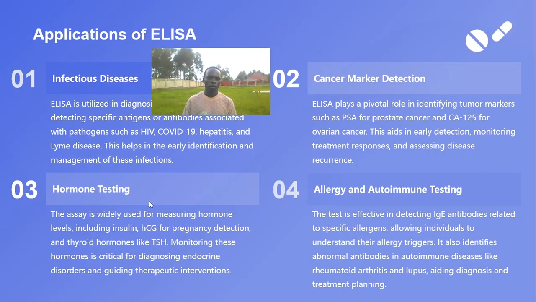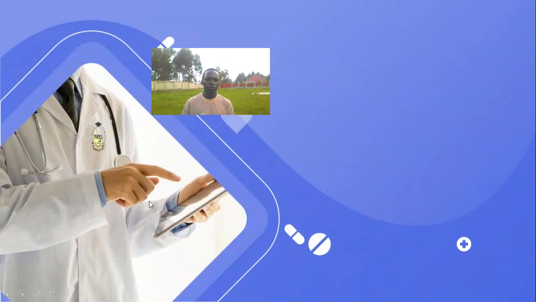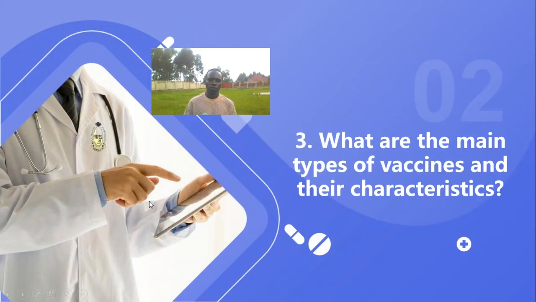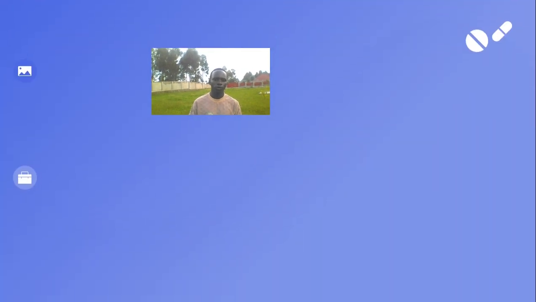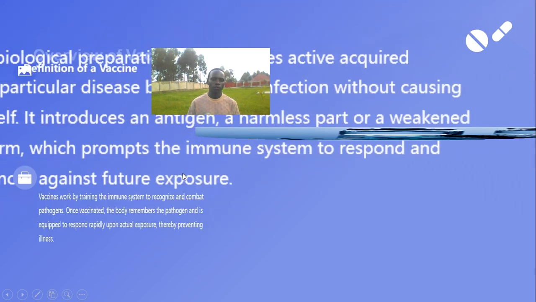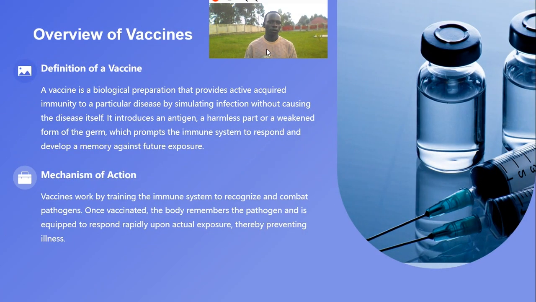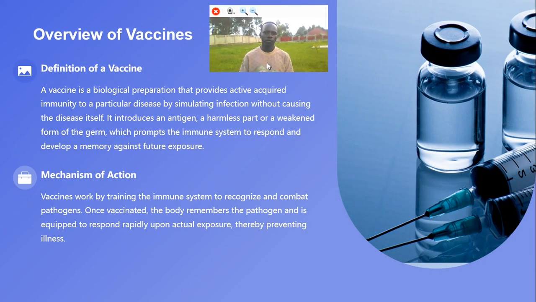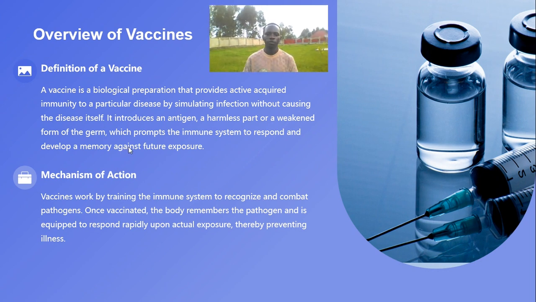So let us go to the second question, which is, what are the main types of vaccines and their characteristics? So I'll be talking about the basic ones which are common, and first let's understand vaccine first. Defining a vaccine, it is a biological preparation that provides active acquired immunity to a particular disease by stimulating a body to produce its own immune response.